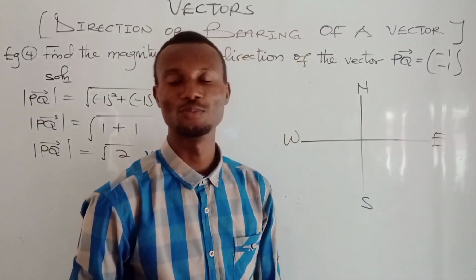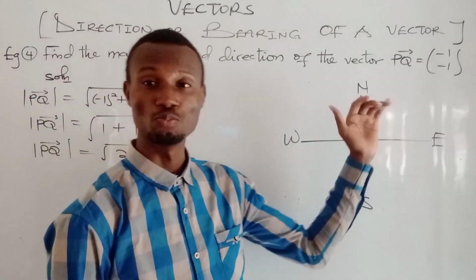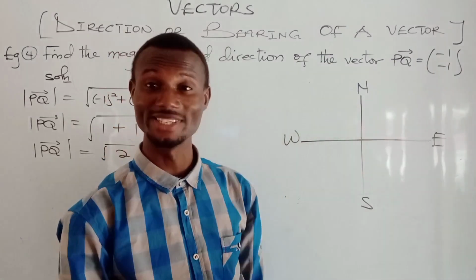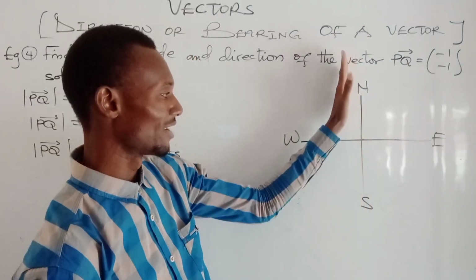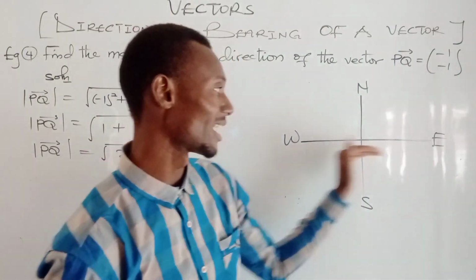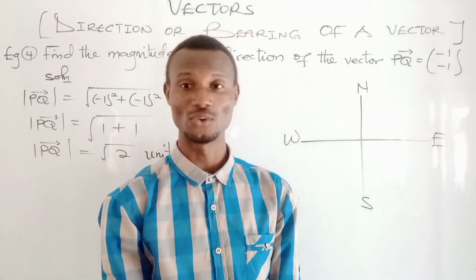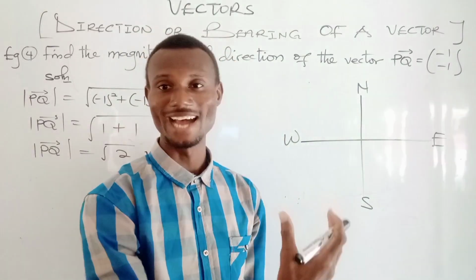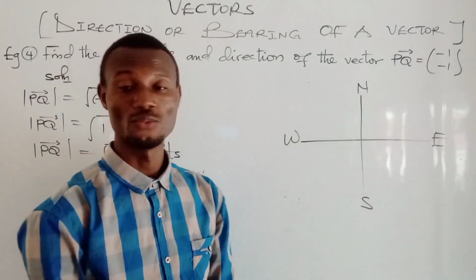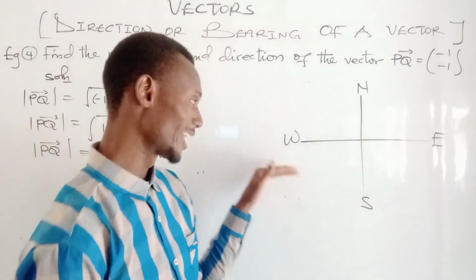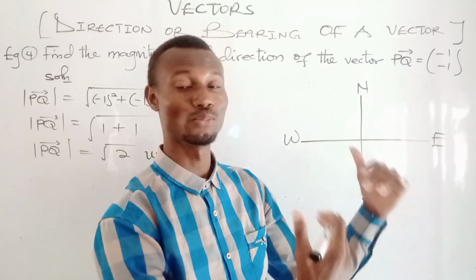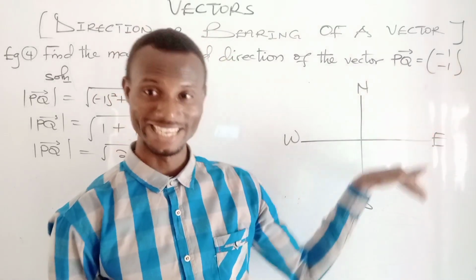Then now we are going to plot the component of the vector on the cardinal point. So for that reason, we are going to consider the vertical line as our y-axis and the horizontal line as our x-axis. You know that you need your y-axis and x-axis to be able to plot any given point. So the vertical line here, we are going to consider as our y-axis, and the horizontal line here, as our x-axis, so that we can plot the components of the vector given on it.